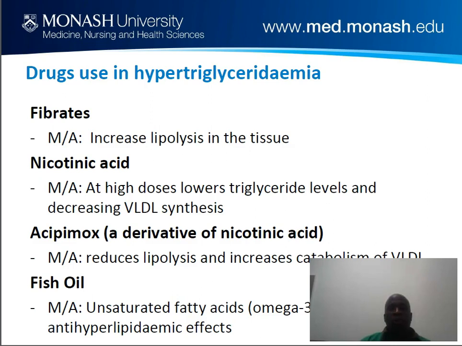And then we also have the second type of drugs, which is nicotinic acid. Nicotinic acid, when taken at high doses, lowers triglyceride levels and decreases very low density lipoprotein synthesis. So it reduces the production of VLDL. And then we have another drug called acipimox. Acipimox is a derivative of nicotinic acid. These reduce lipolysis and increase catabolism of VLDL.